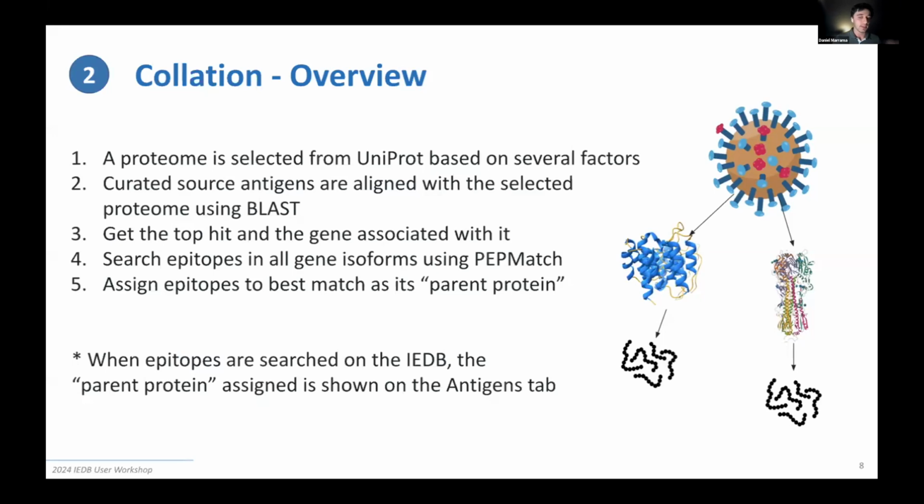because we want to check different isoforms potentially, as maybe the epitopes that we curate are not necessarily found in the exact BLAST alignment, but they might be found in the isoforms associated with that gene as well. So we search the epitopes within all the gene isoforms using our PEPMatch tool, and then we might assign the epitope to a different isoform instead of the BLAST alignment, and this is what we call the parent protein. I'll give an example in a minute of how this looks overall. So when you search on IEDB, you'll see in the antigens tab, what we call the parent protein is what you're seeing, and it's what this assignment is doing.